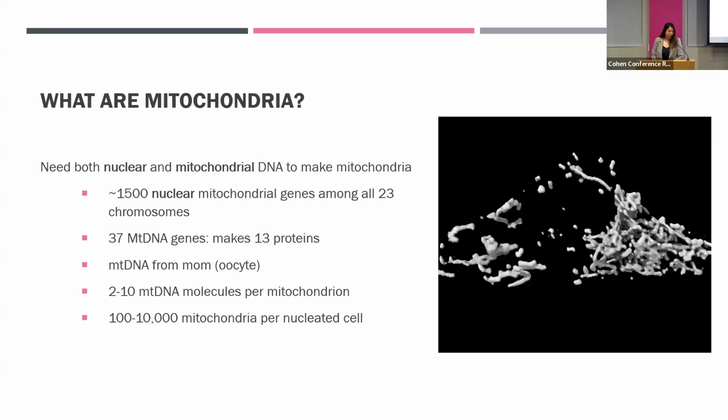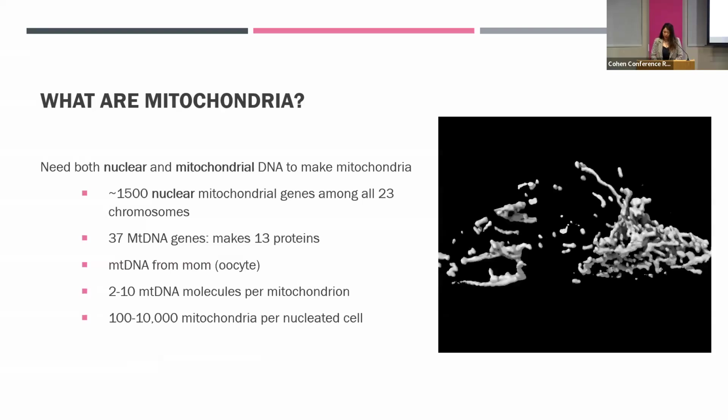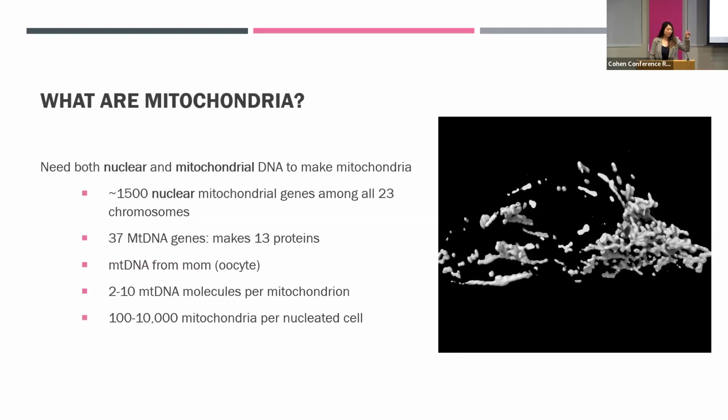So here's a cool video. When you look at your textbooks, you think about that bean shape with the little cristae on the inside. There's not just one per cell, this is actually a network of organelles of hundreds of them interconnected, and in oocytes you have millions of them. There are about 1,500 nuclear mitochondrial genes amongst all of our 23 chromosomes, and the mitochondrial DNA encodes for 37 genes, which makes only 13 proteins. So you need a lot of your nuclear DNA to make up the proteins that build the mitochondria. That's important when we talk about the genetics later.